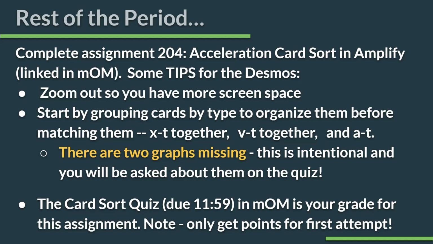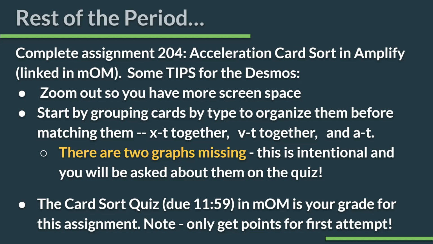Please make your way to My Open Math because you have an assignment 204 acceleration card sort. It's going to take you to Amplify again. That's the former Desmos classroom. It's pretty much the same as the last card sort with one major difference. You're still matching them in sets of 3. However, y'all might want to listen because otherwise you're going to be confused.